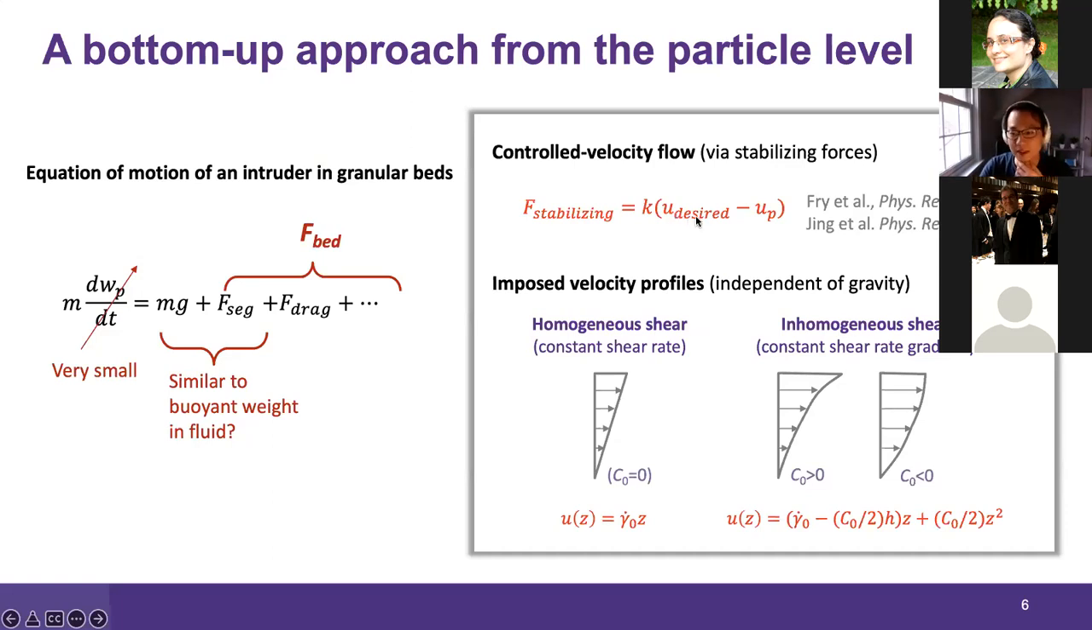The motivation of this is to separate the gravity and shear-induced mechanisms that trigger the segregation force. To do that, we can use this approach to impose a homogeneous shear where the shear rate is constant. We can also impose inhomogeneous shear where we can vary the curvature of the velocity profile. All of this can be done independently of gravity so that we can separate the two mechanisms.